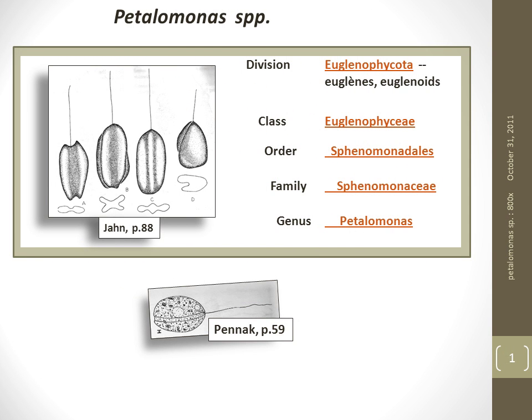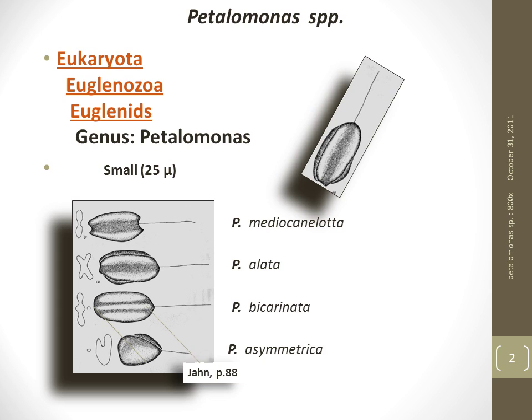Petalomonas is a genus of small euglenids. They are typically about 25 microns in length. There are many species. A few species are shown here in the accompanying diagram.